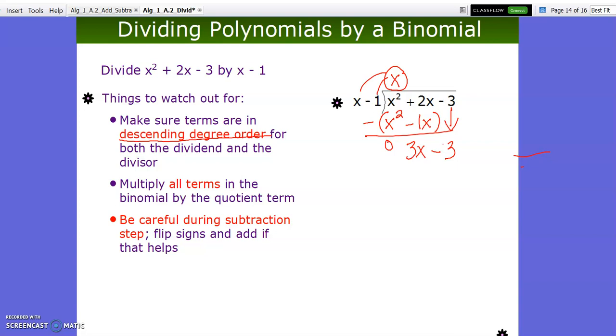And we're going to go ahead and start our division one more time. So let me erase up there and just put that x there. How many times does x go into 3x? Positive 3 times. All right, now we're going to take that 3 and distribute it.